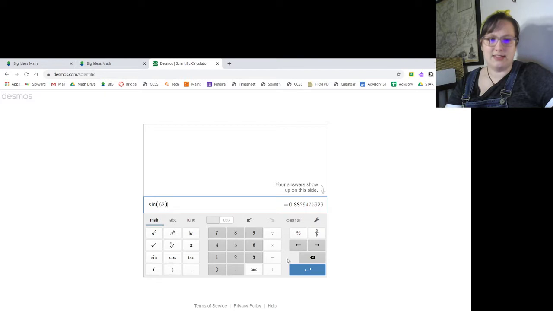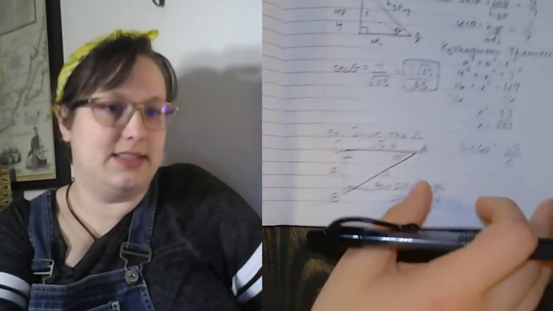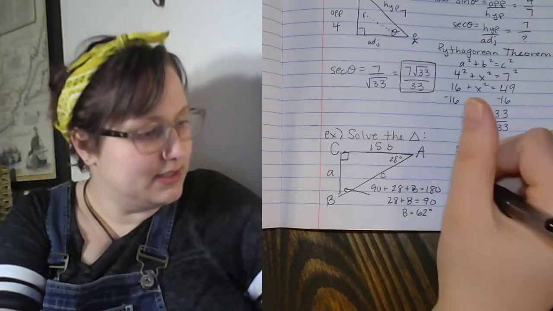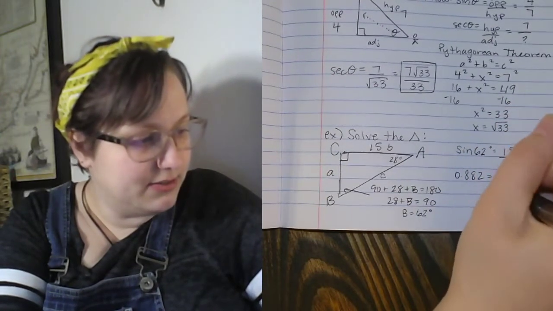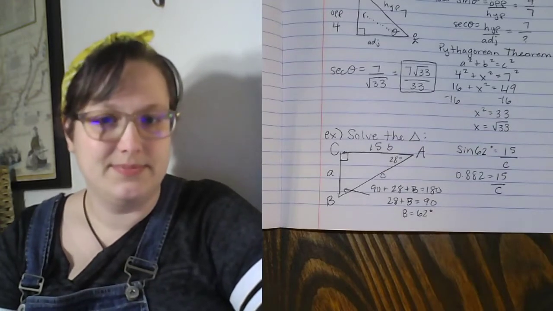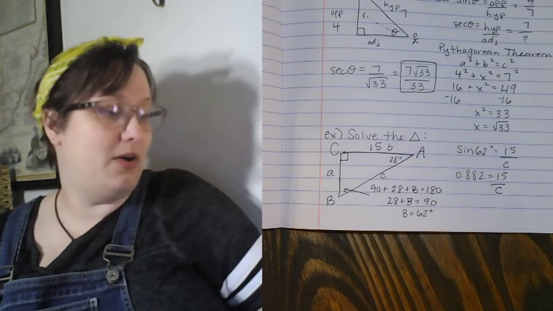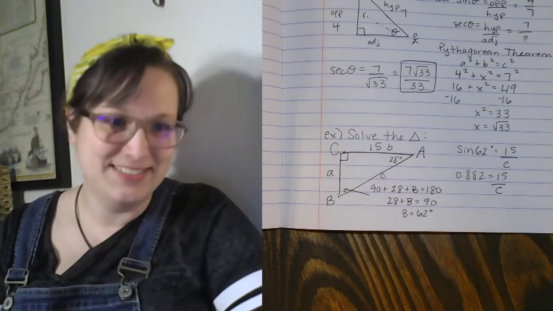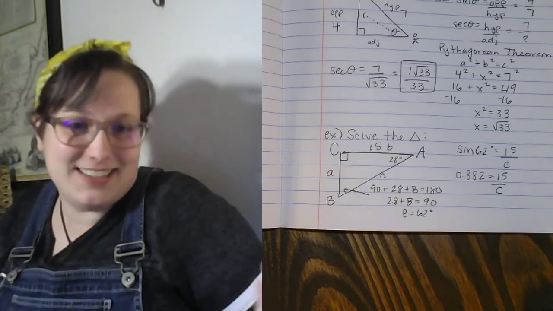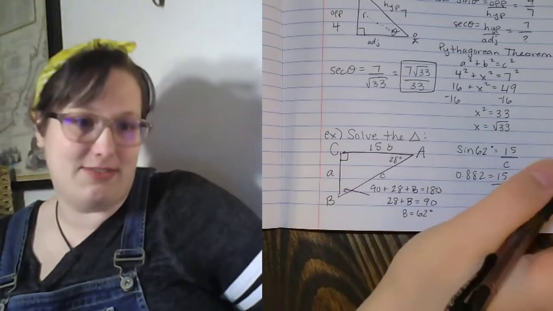So I find out that sine of 62 is 0.882. Okay, so then I go back to my notebook, and I know now that sine of 62, 0.882, equals 15 over C. Now, you don't like fractions, but this is just basic baby fractions.